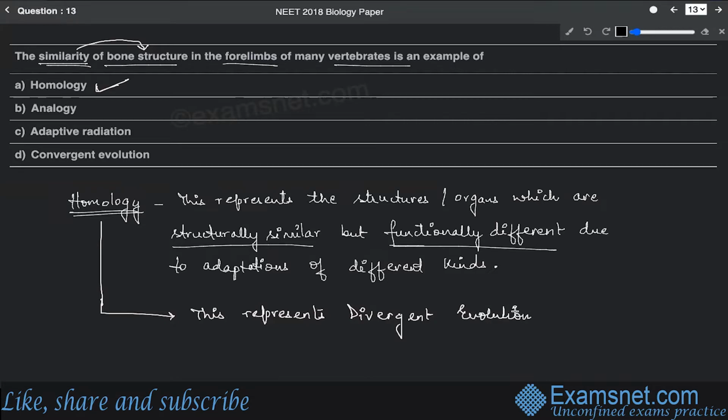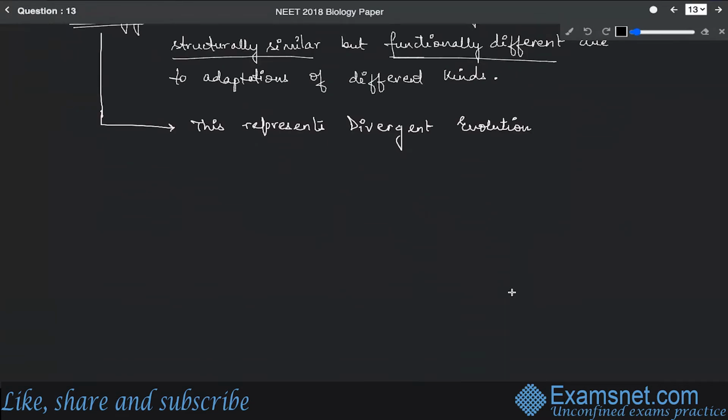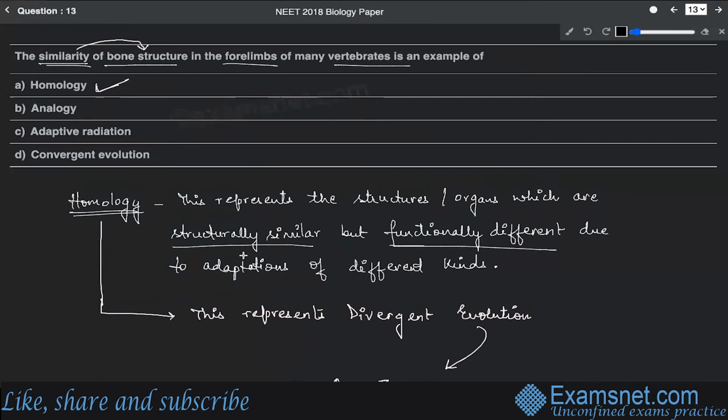That means their point of origin will be similar, they will have a common ancestor, but because of adaptation to different kinds of environments, they will diverge to form and adapt to different evolution. So this is basically divergent evolution. They have a common ancestry, but diversify into different adaptations. All right, so that is the case. So homology is the correct answer.